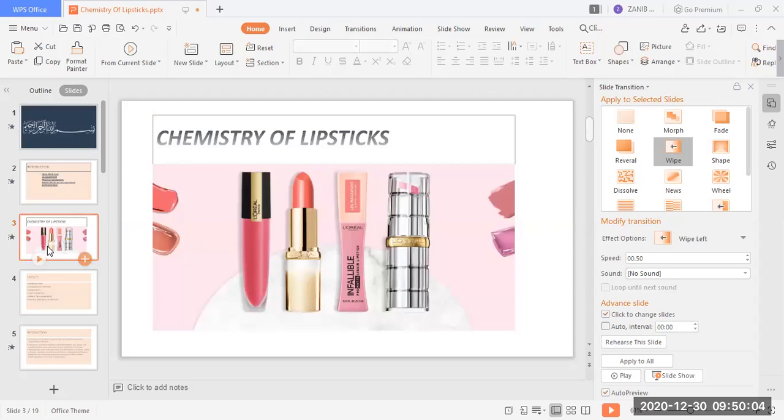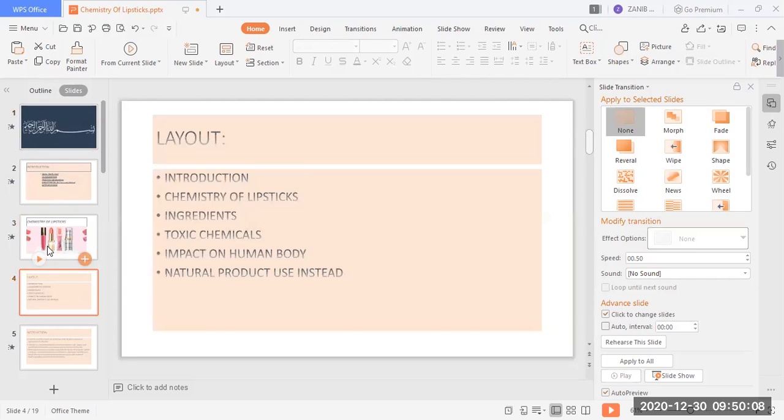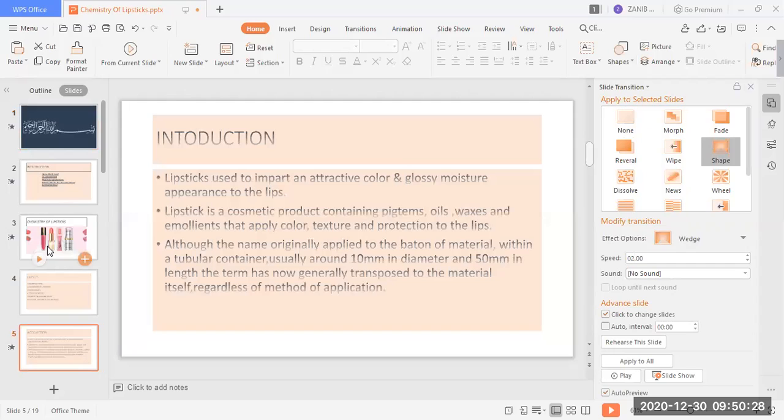The topic assigned to me for presentation is the chemistry of lipsticks. Let's have a look at the presentation layout. First of all, we discuss the introduction and general history of lipsticks, then the chemistry of lipsticks, then ingredients used in lipstick, toxic chemicals found in lipsticks, impacts of lipstick on the human body, and general products which we use instead of lipstick. First, we discuss the introduction.